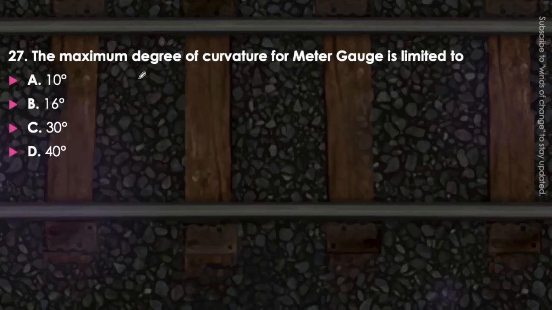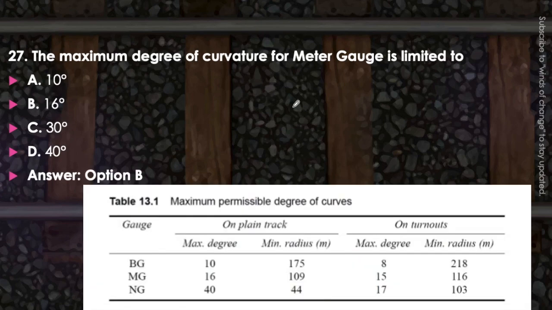Next question. The maximum degree of curvature for meter gauge is limited to 10 degree, 16 degree, 30 degree or 40 degree. We are talking about the maximum degree of curvature for meter gauge. So what it will be? It will be option B, that is 16 degree. Okay, maximum degree of curvature for meter gauge is 16 degree. You can obtain it from here. Maximum permissible degree of curve for broad gauge track, it will be 10 on plain track. For meter gauge, it is 16, and for narrow gauge, it is 40 degree. So memorize it, it is also important.